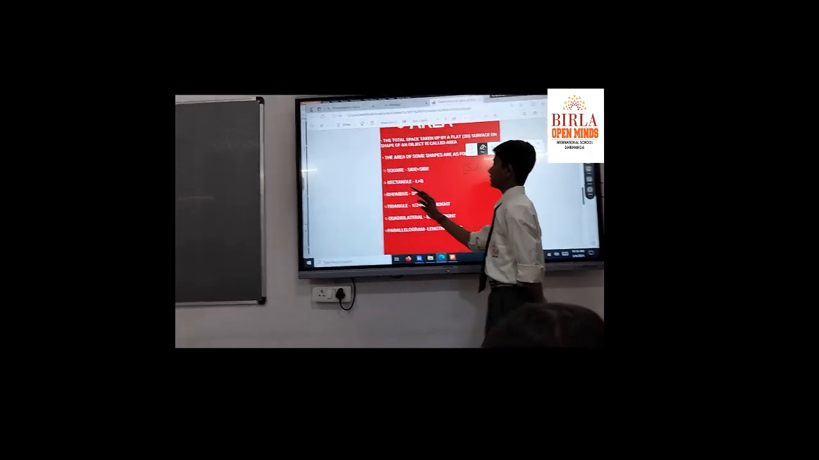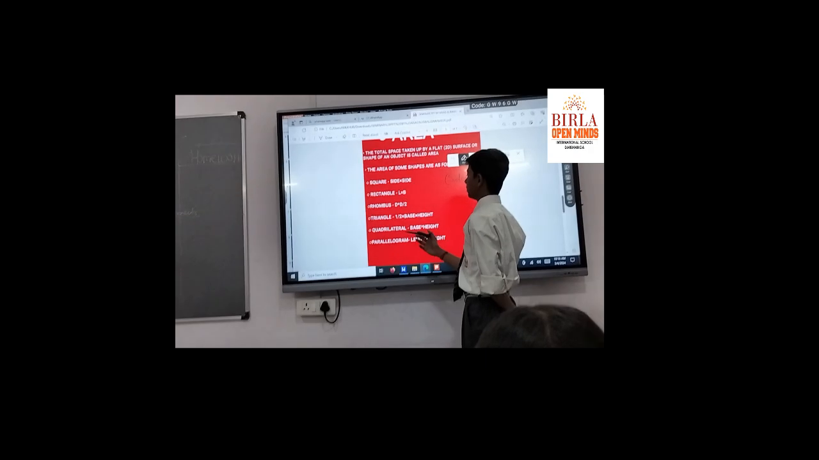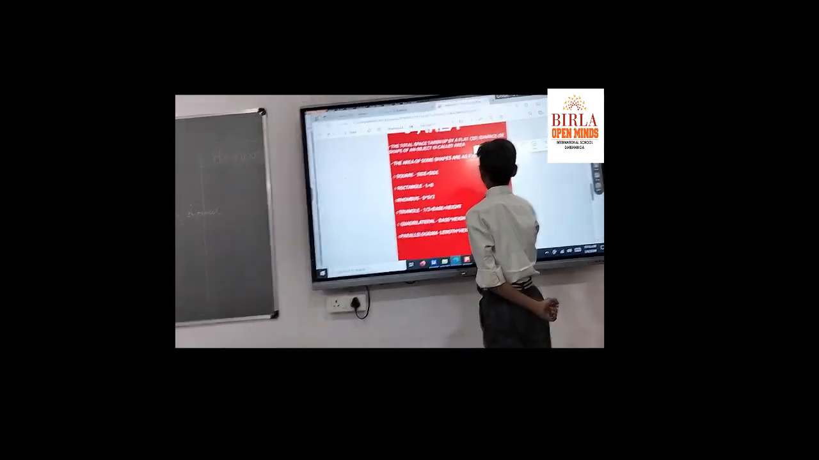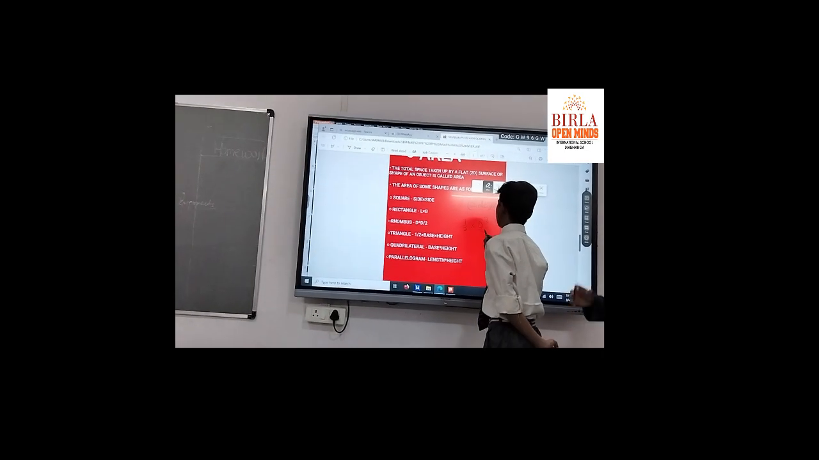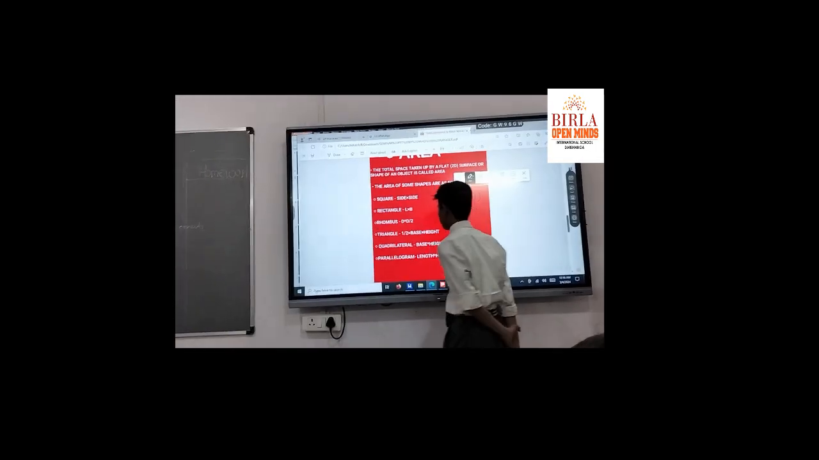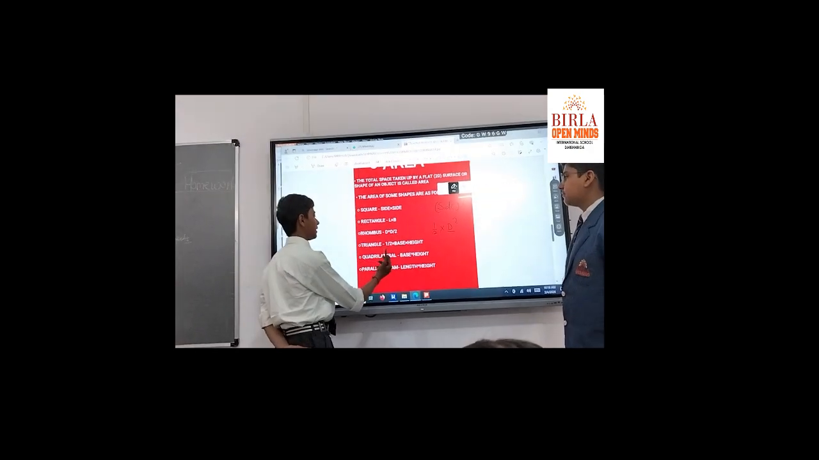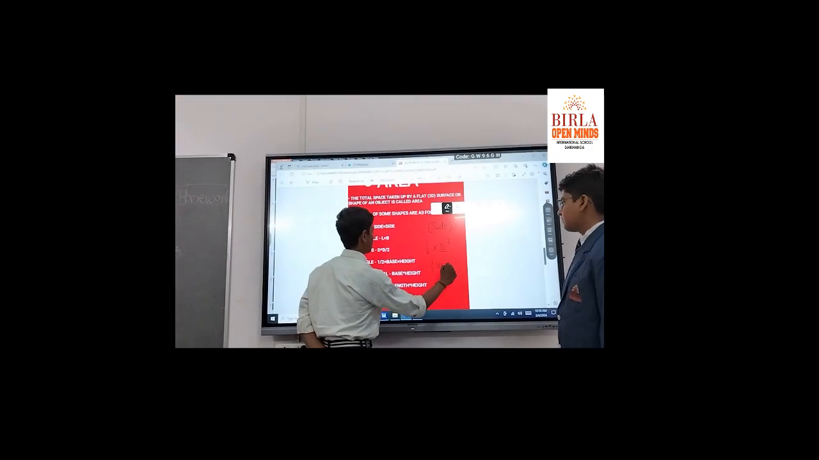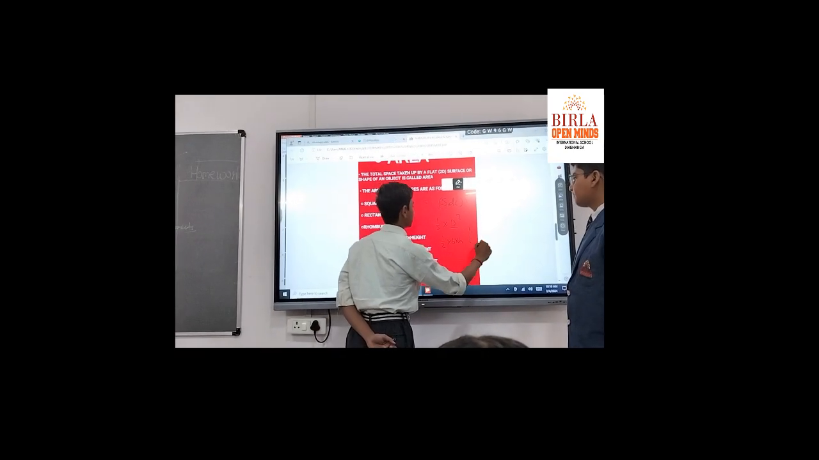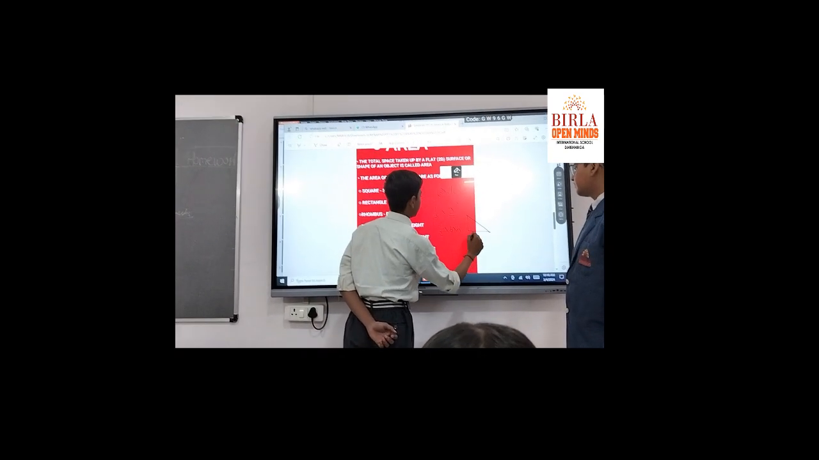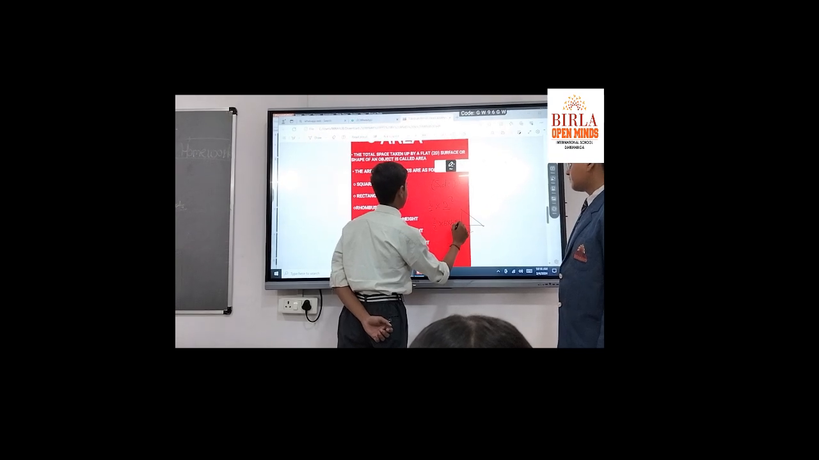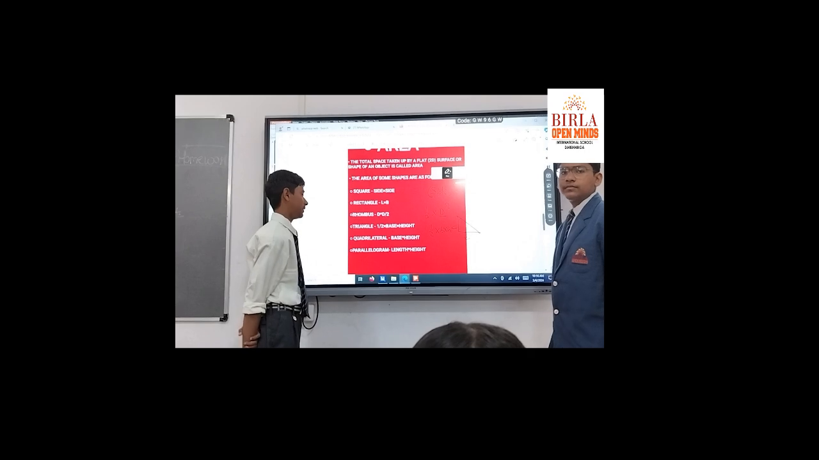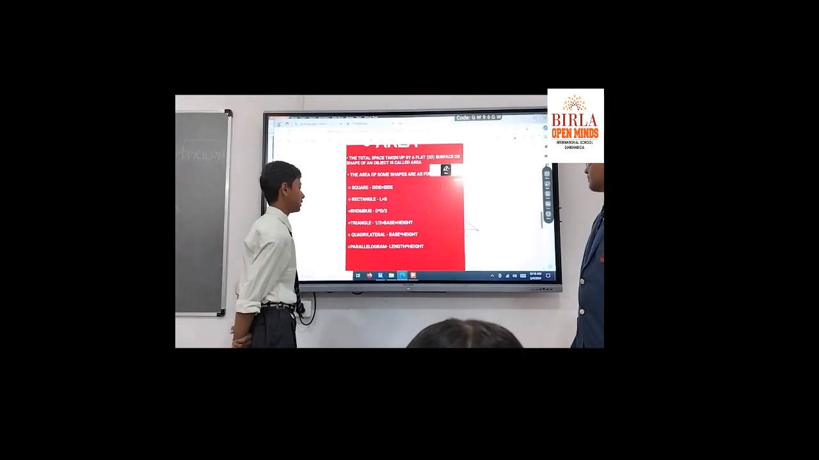Moving toward rectangles, area is length into breadth. Rhombus area is d into d by 2. We can also write it as half into d squared, where d is the diagonal. Moving toward the triangle, area is half into base into height. If we see any right angle triangle, it represents the base, and it represents the height. Quadrilateral area is base into height and parallelogram area is base into height.